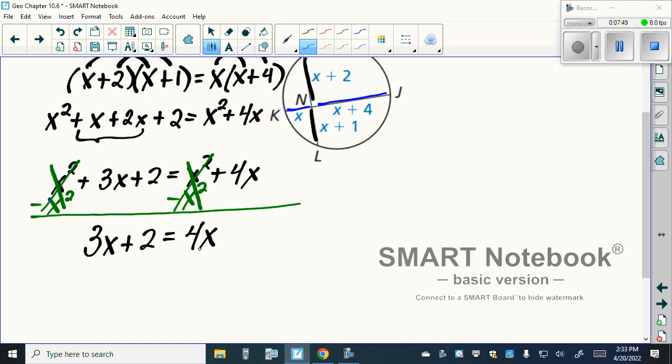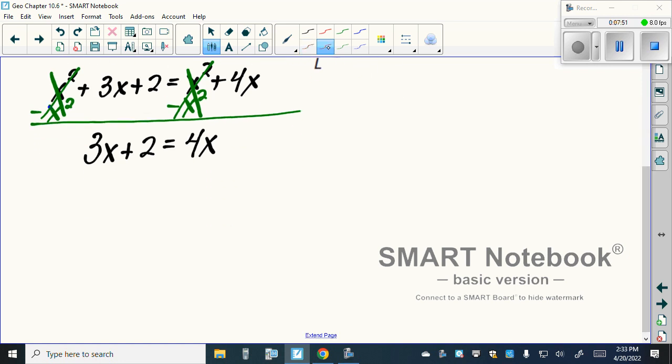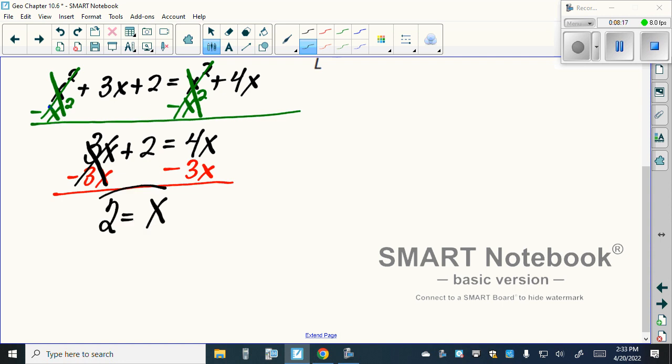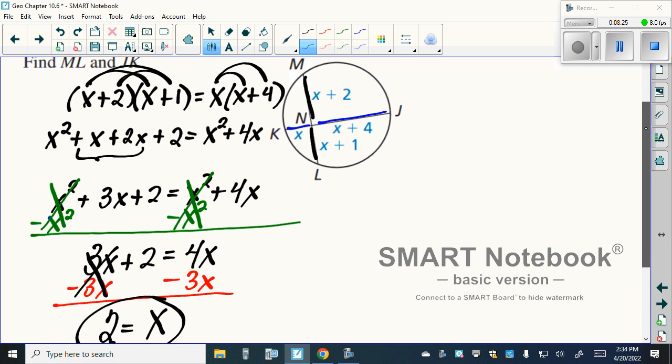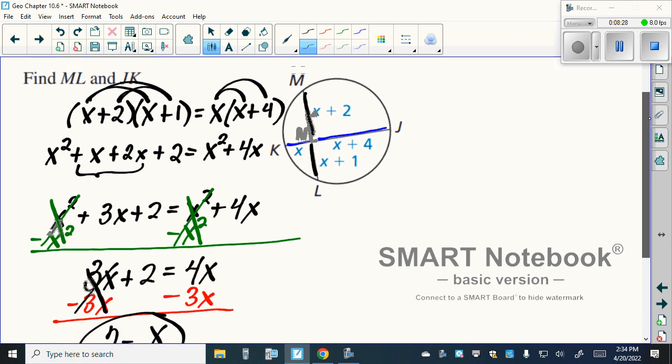Now we just need to solve for the value of x. So what would we do next? What steps? Plus 2, minus 2x. Since we have 3x and 2 on one side and just x, we can get them on the same side by subtracting 3x. Because 3x minus 3x is 0, we're left with 2. 4x minus 3x is x. So x is 2. Now what did it ask for?